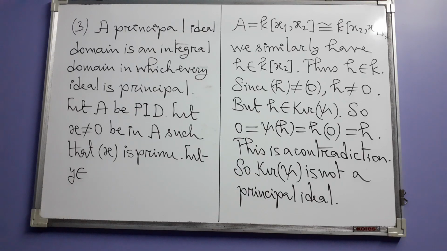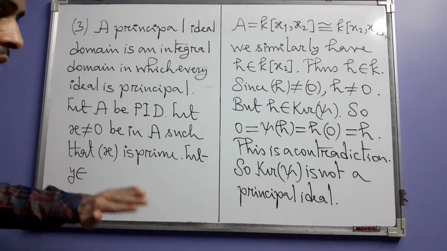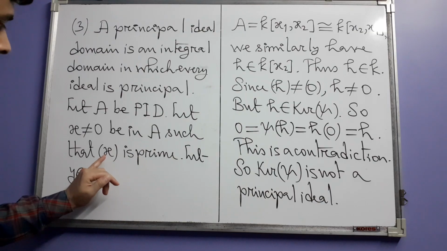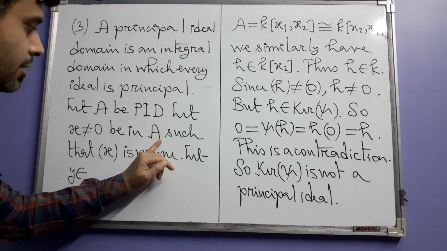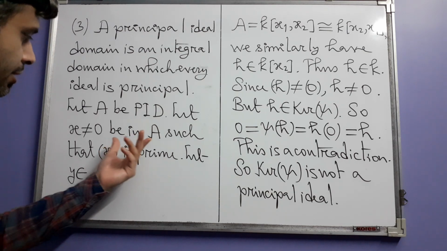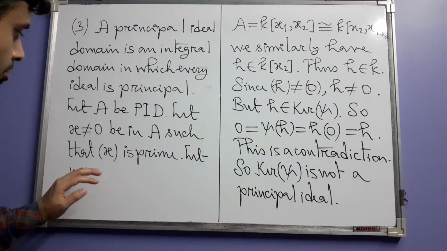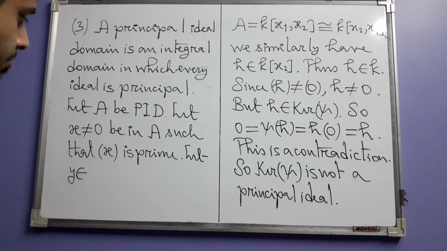Now you see, there is one thing that is immediate. Can this ideal be equal to the entire ring? Obviously not, because it's a prime ideal, so by definition it's a proper ideal. Alright. Now to show that it is maximal, what will you do?